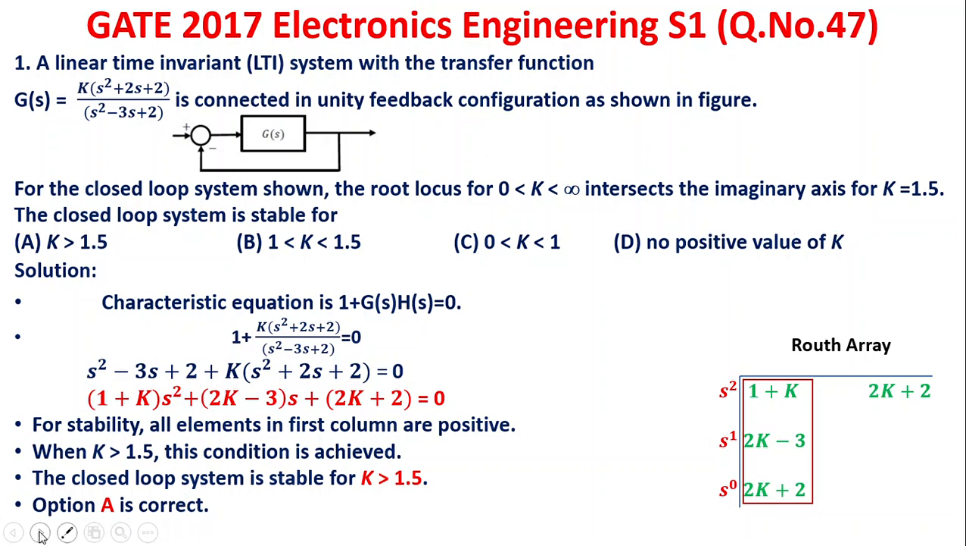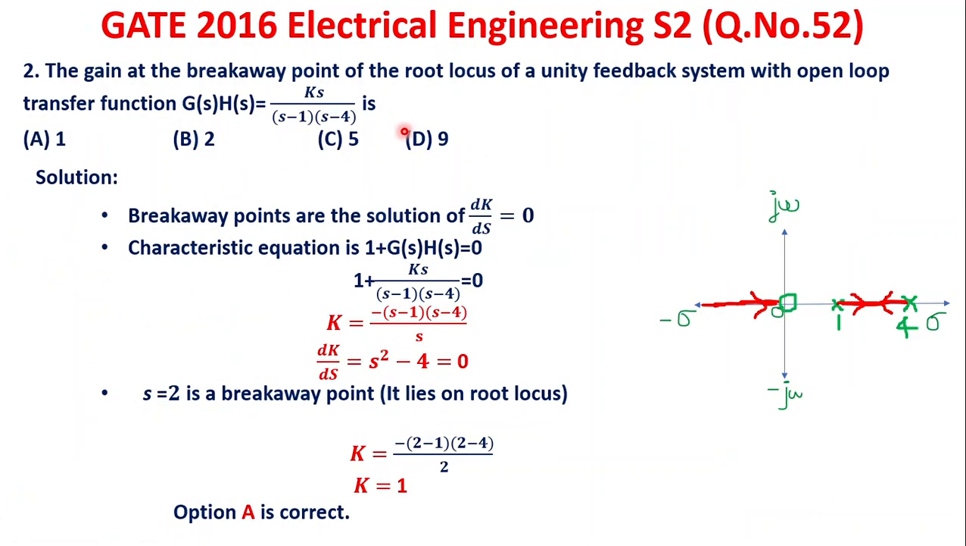So let us move to the second problem. The gain at the breakaway point of the root locus of a unity feedback system with open loop transfer function G(s)H(s) = ks / ((s - 1)(s - 4)) is, and 4 options are given, so we have to choose the best option. It contains 1 zero and 2 poles: a zero at the origin, poles at +1 and +4.